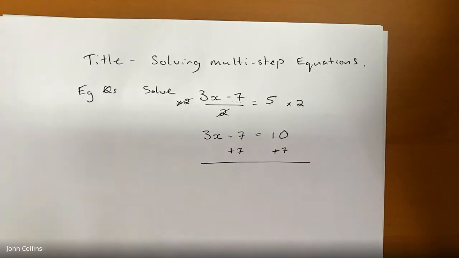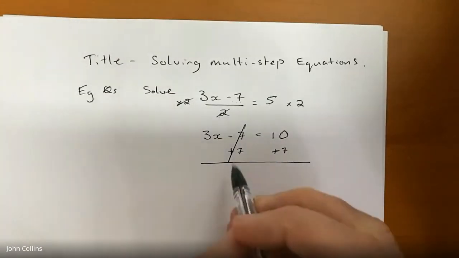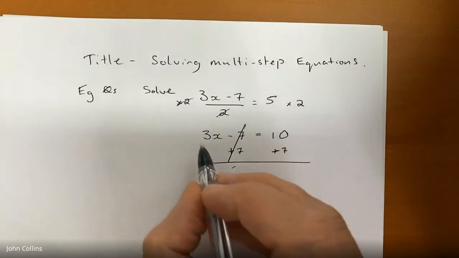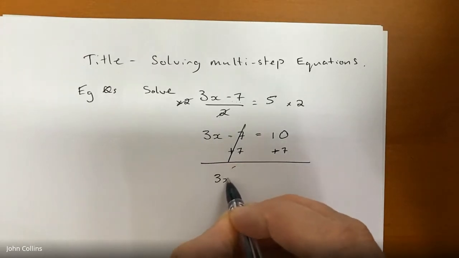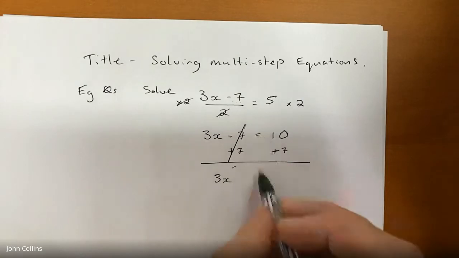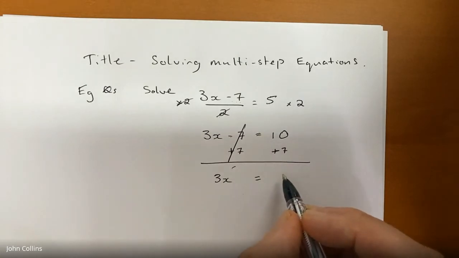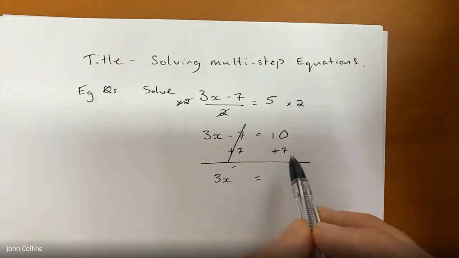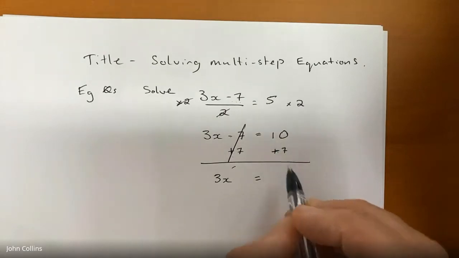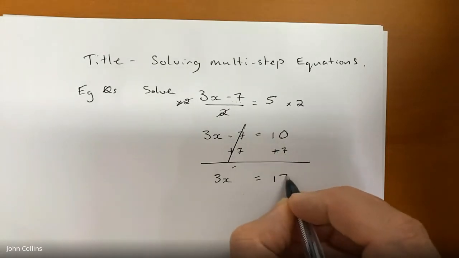Okay, so that's the step to get rid of the -7. Why do I do it? Because -7, +7 cancels, or I can write 0, but I don't write 0. 3x comes down here. Still 3 x's. Equal sign still there. Remember, that's our balance point. And we do the same to both sides, otherwise you change the equation. 10 plus 7 gives 17.